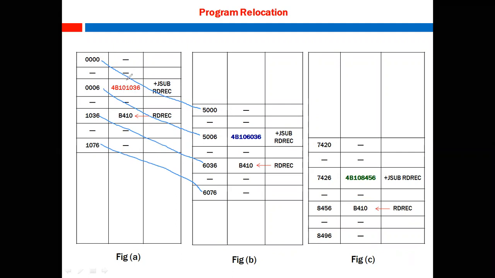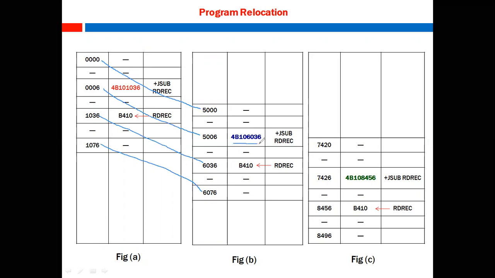But what about the object code? Relatively, it should also change, right? So 4B101036 would become 4B106036 because RDREC is pointing to 6036 in the new memory location. Are you understanding this? This is what we call relative addressing here. So that is why we need to change this.